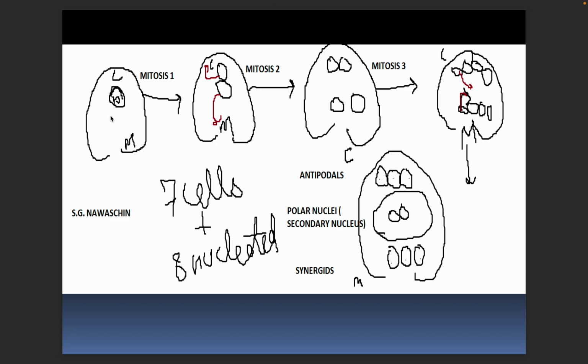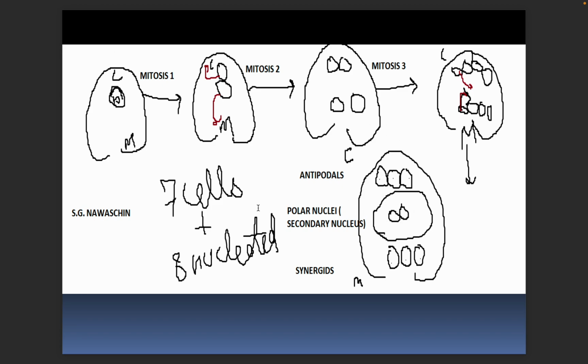Look over here, right? This was the functional megaspore. This leads to the formation of mitosis. Now this was the first mitosis, the result of first mitosis. You can see this is the result of the second mitosis. This is the result of the third mitosis. Now they'll start arranging themselves. Now the cell wall formation as well occurs.